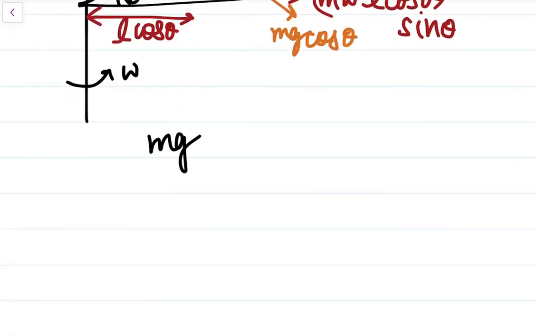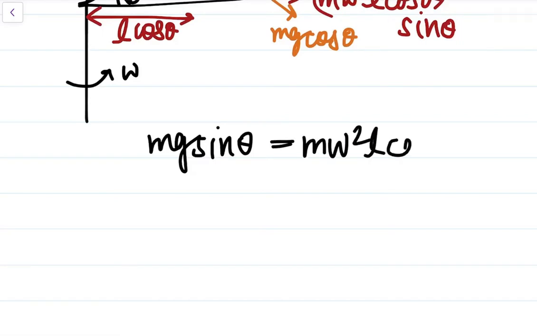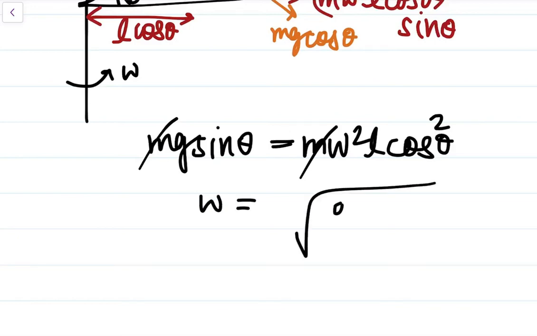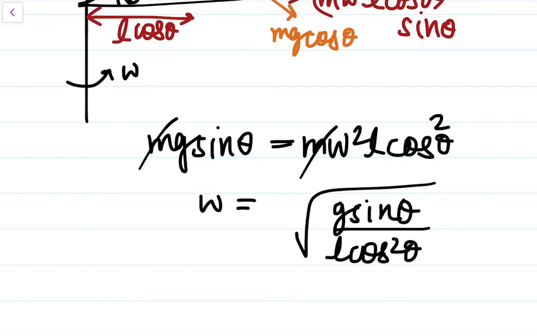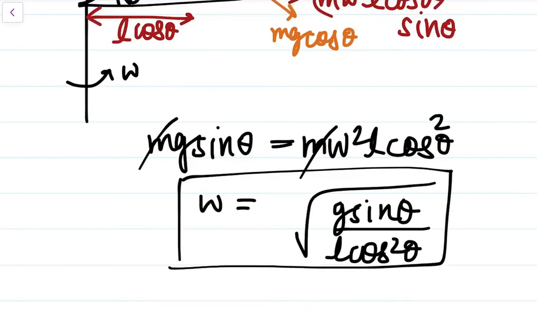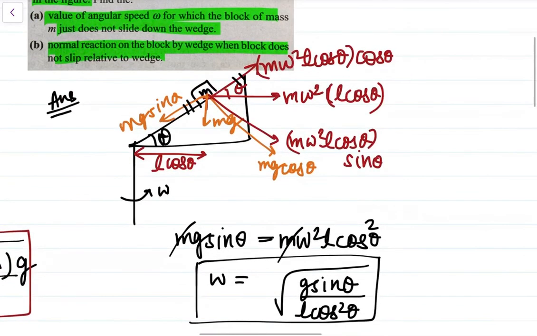So what will happen? mg sin theta is equal to m omega squared L cos theta, cos squared theta, because cos theta is multiplied 2 times, so m and m will cancel, and omega will be equal to under root g sin theta by L cos squared theta. Alright, this was the answer for A part. We are doing A part.